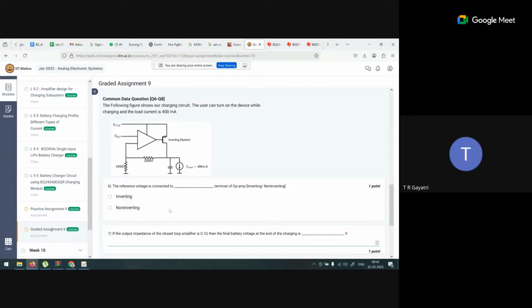Some hints: first of all, identify the reference voltage and which terminal it is connected to. We generally know that the operational amplifier will be working in an inverting mode, which means the feedback will be negative. So if this one is negative, what is the terminal voltage of this one? If this is an inverting terminal, the other is non-inverting, and vice versa.